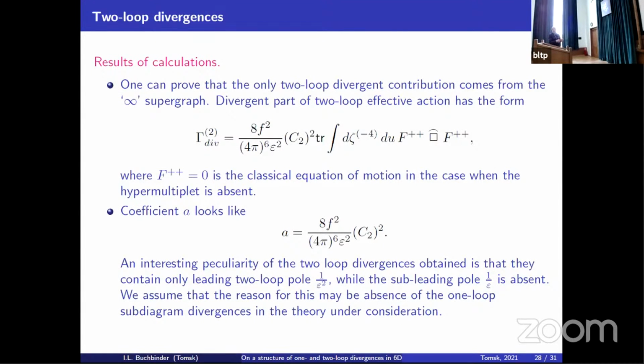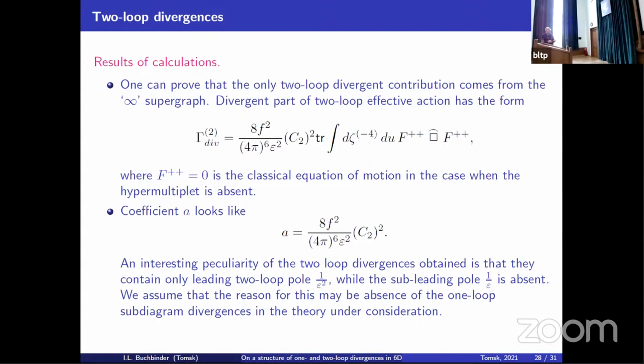It just corresponds to power accounting. This is the coefficient. And an interesting point of this theory: there is only the leading two-loop pole, but no subleading pole at all. We assume that the reason for that is that in the one-loop approximation the theory is finite. So there are no divergent subdiagrams in the theory.